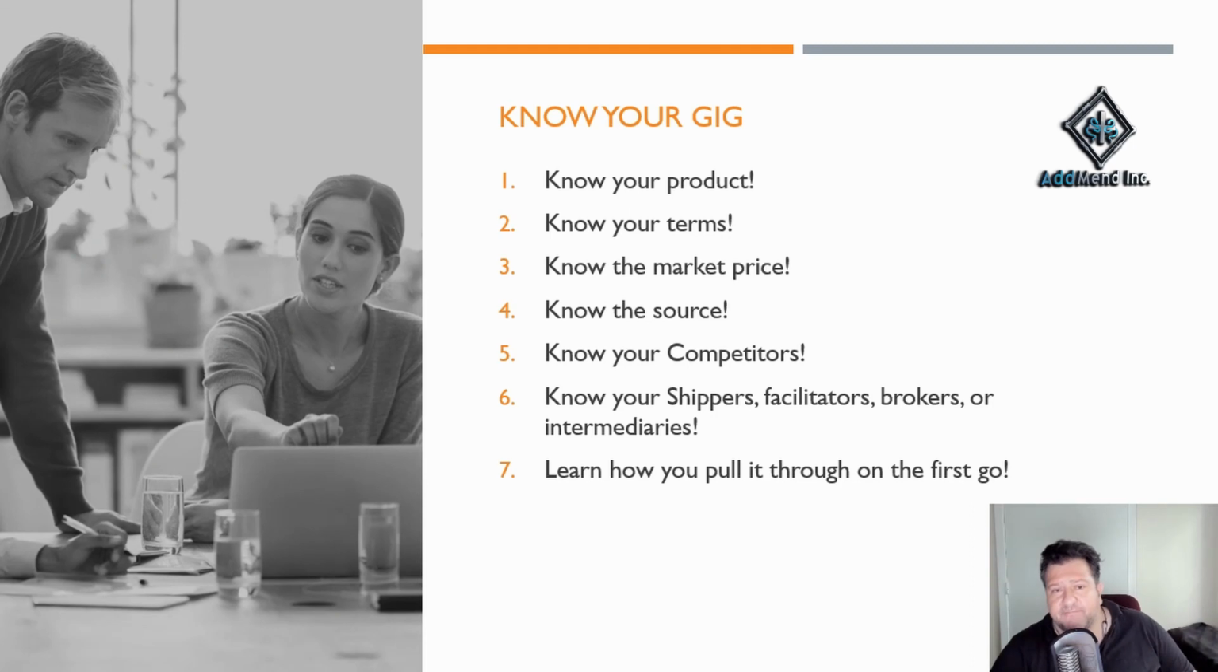So know your gig. Knowing your gig is knowing your product, knowing the terms that you're buying the product, knowing the market price, knowing the source where you can get those products, know your competitors, who is competing against you and what they're doing, and which markets they are involved in. Know your shippers, your facilitators, your brokers, your intermediaries, and learn how you can pull it through on the first go. That's very important.